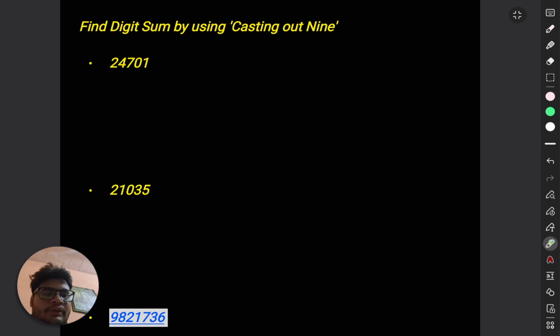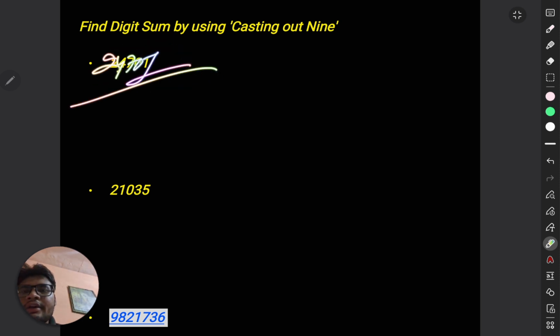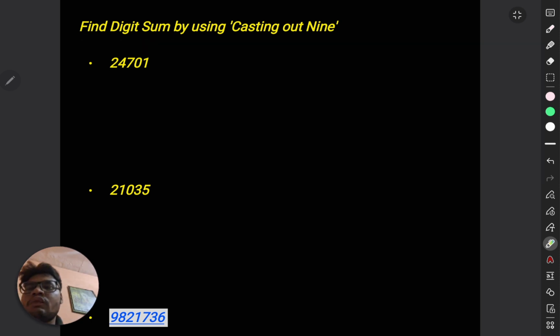First example. The example is 24701. First, you have to read the heading. What does this question want to say to us? Find the digit sum by using casting out nines. We have to find the digit sum using casting out 9.